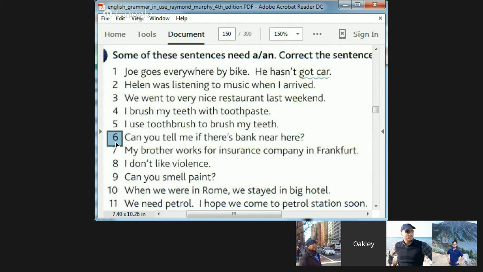Okay, Philip? 6. Can you tell me if there is a bank near here? Okay, banks are countable. Usually, Philip, banks are countable everywhere except in Greece. Banks are an uncountable noun in Greece only. Okay, that's just one of the rules.